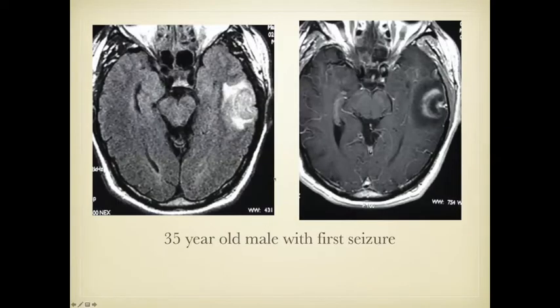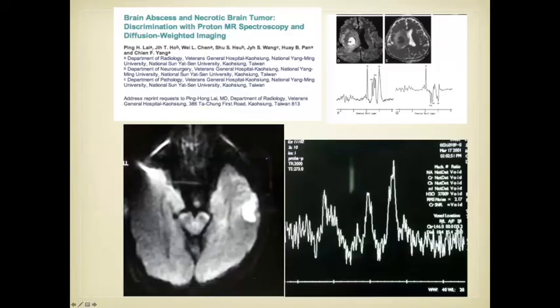This was a 35-year-old, had his first seizure, came in, had this appearance, looks for all the world, like on the FLAIR scan, like a brain tumor. Here's the enhanced scan, partial rim enhancement with some edema. The patient went on to biopsy. This proved to be a brain abscess.